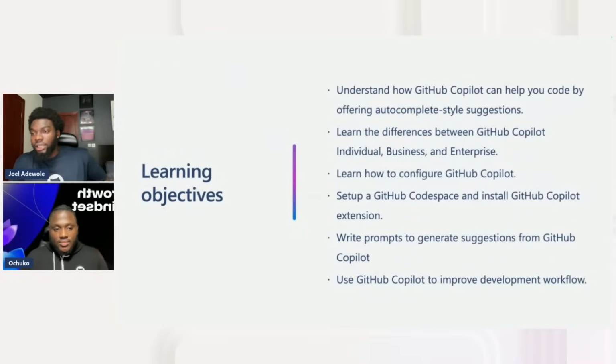So today, we have a lot to discuss about GitHub Copilot. We're going to understand how GitHub Copilot can help you code by offering autocomplete style suggestions. We will also learn the differences between GitHub Copilot Individual, Business, and Enterprise. We'll discuss a lot of GitHub Copilot features. We will also learn how to configure GitHub Copilot, how to set up Codespaces and install the GitHub Copilot extension. We're also going to write interesting prompts to generate suggestions using GitHub Copilot, and we're going to see how GitHub Copilot can improve your development workflow.